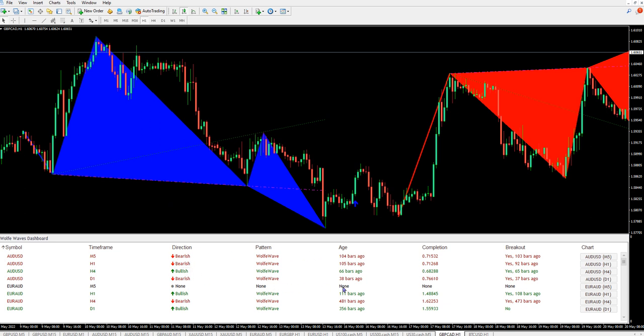As we can see here at the dashboard, I prefer to sort by age as far as the newest ones, but obviously you can add and take away whatever pairs. You can change these settings if you want to see the breakouts, time frames, and the direction. Obviously, this is pretty simple. The wave pattern will be in blue if it's bullish, red if it's bearish. For this one, we've got the GBP Canadian dollar hourly chart, and we see this bullish Wolfe Wave pattern form.